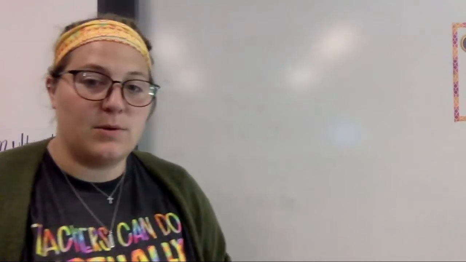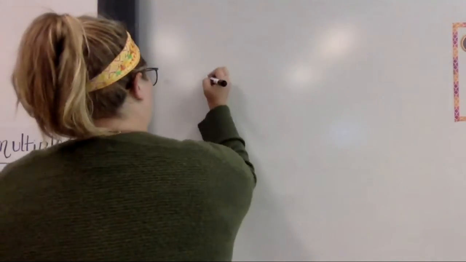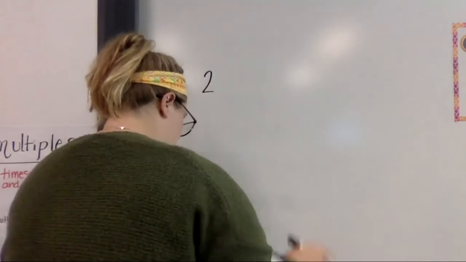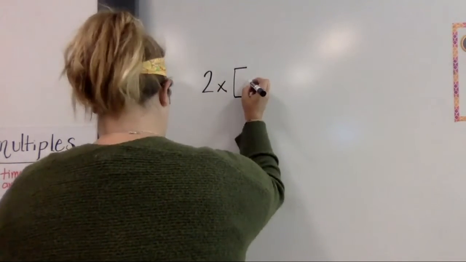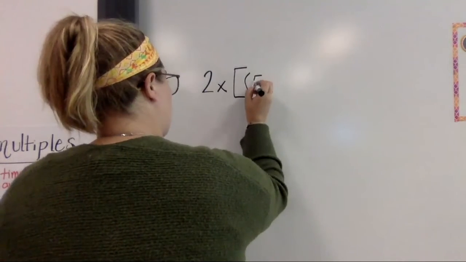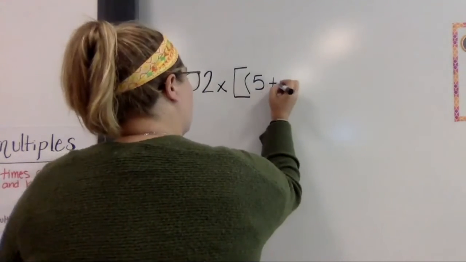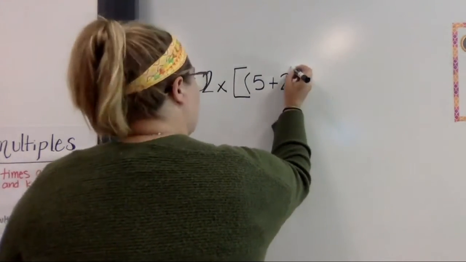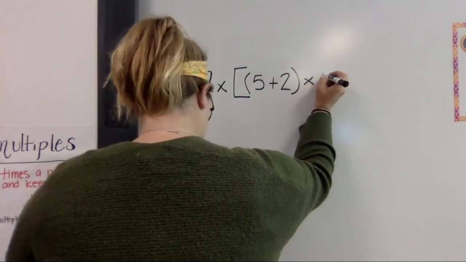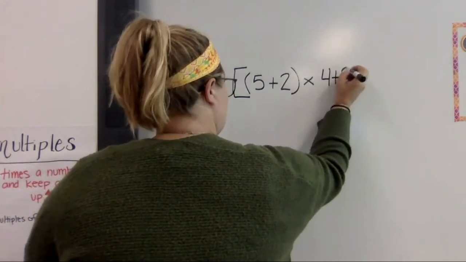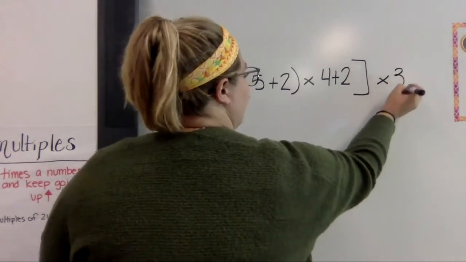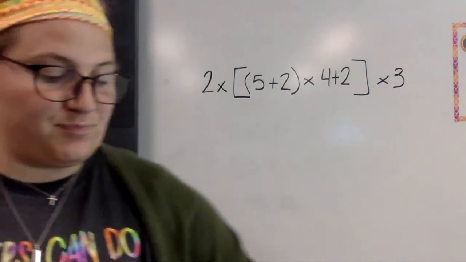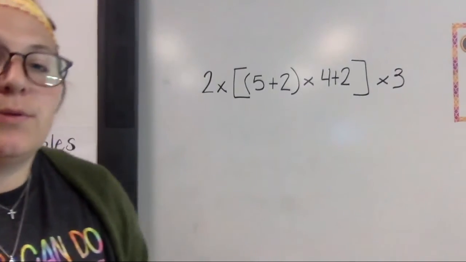Okay, we're going to try another one together. So if you have 2 times bracket, let's see, 5 plus 2 times 4 plus 2, bracket times 3. Okay, here's our problem. We're going to try it together.